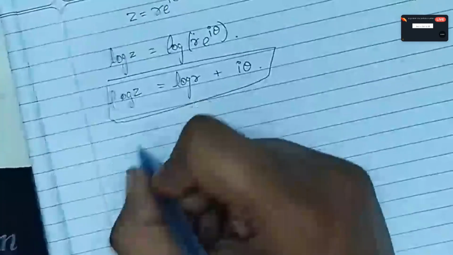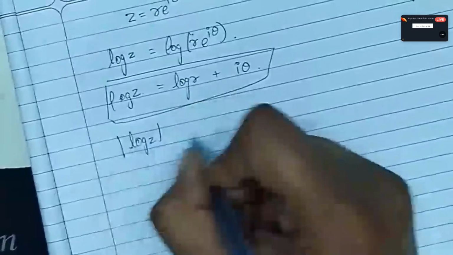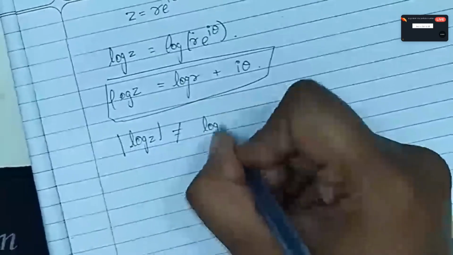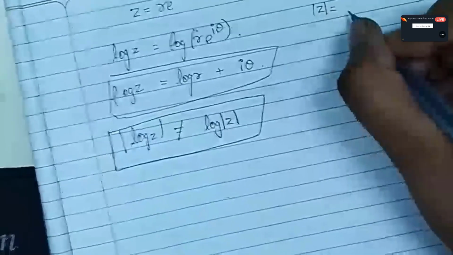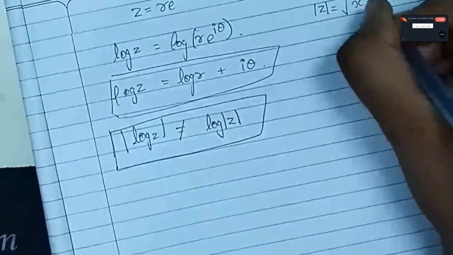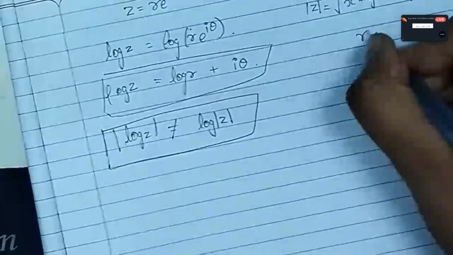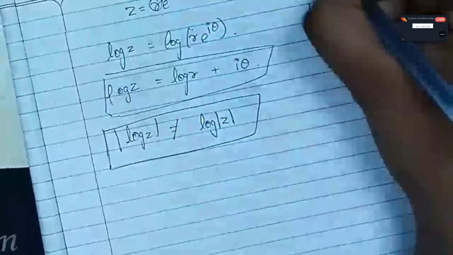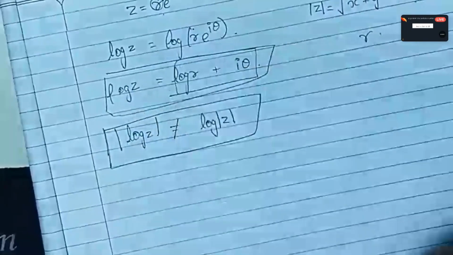This is not to be confused with, so if we say mod of log z, it is not the same as log of mod z. This is a confusing relation, because if we first take the modulus, it is the square root of x square plus y square, right? Or in this case, it will be r, as the modulus of e raised to iota theta is 1. But after taking the log, the number has changed itself.